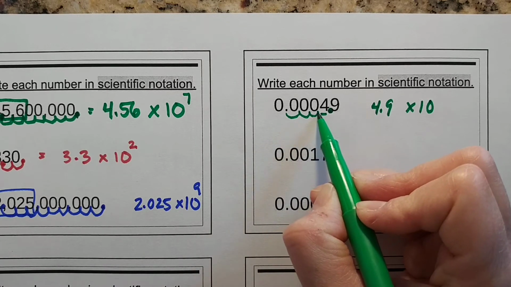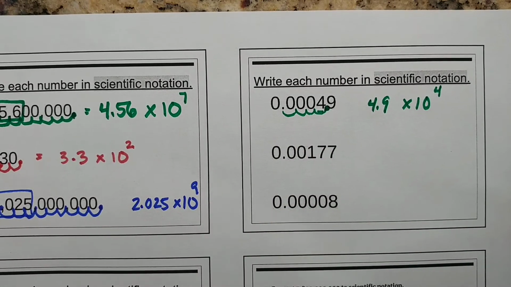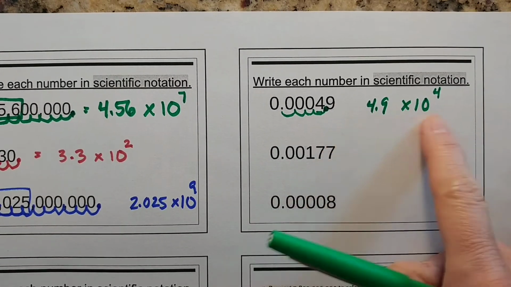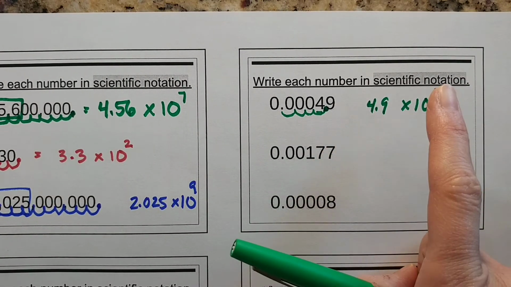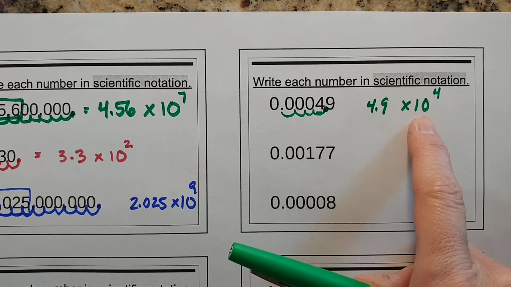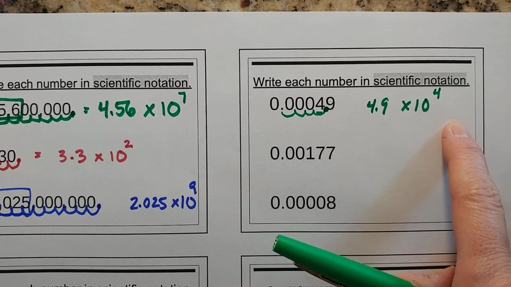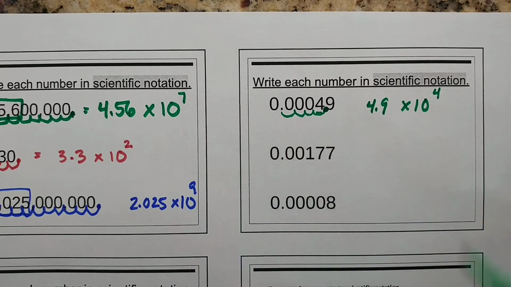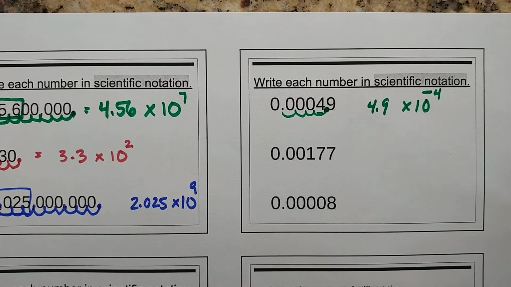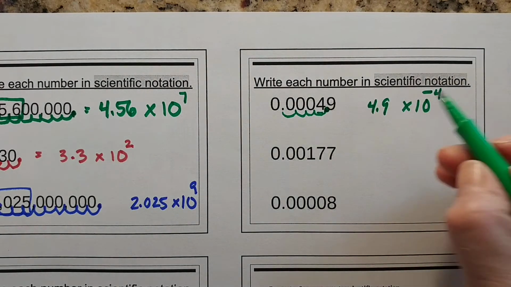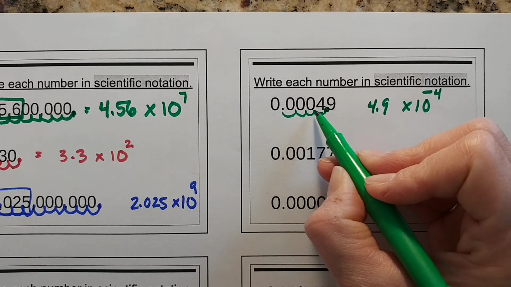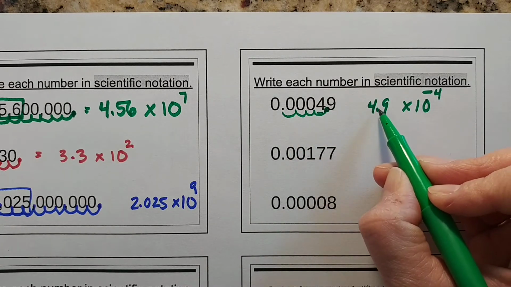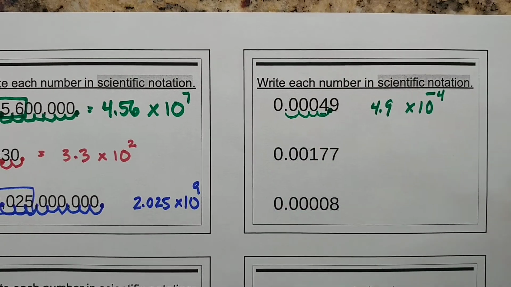1, 2, 3, 4. Now, if I typed this into the calculator, 4.9 times 10 times 10 times 10 times 10, wouldn't you agree that this would be a large number? It's small, so what needs to happen? Exponent needs to be negative. Very good. So now, if I were to go backward and change it back to a standard number, the decimal point would go to the left, which is where we want it to move.